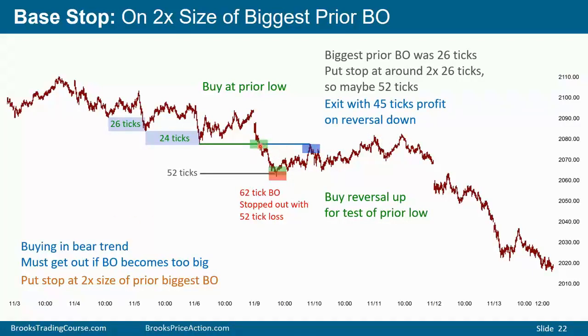And then you can exit on a test of the prior low or on a reversal down. For example, if you bought at this low and exited on a stop at 52 ticks, you lose 52 ticks. And then if you held and exited on a reversal down, you'd make 45 ticks on this trade. So you lose 52, you make 45, and you'd have a net loss of 7 ticks.